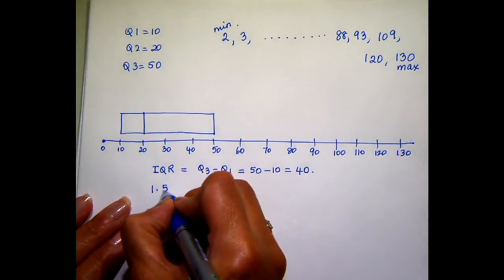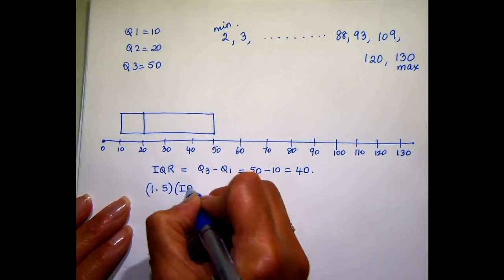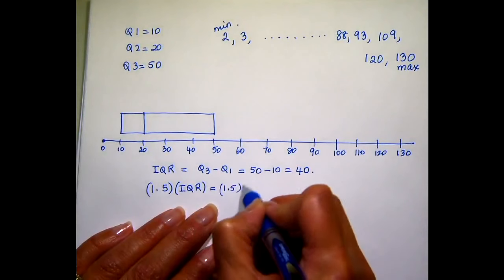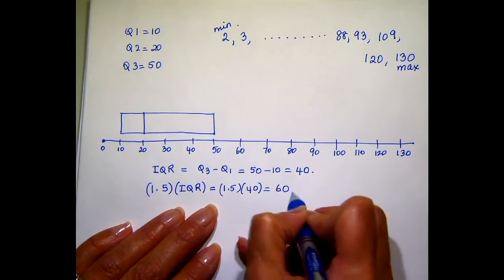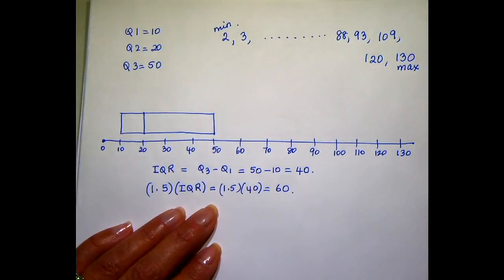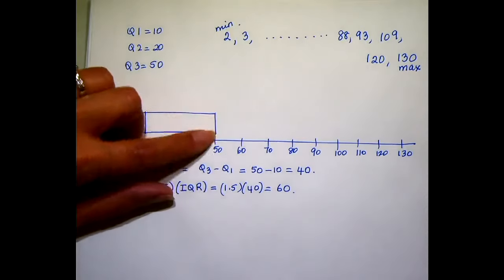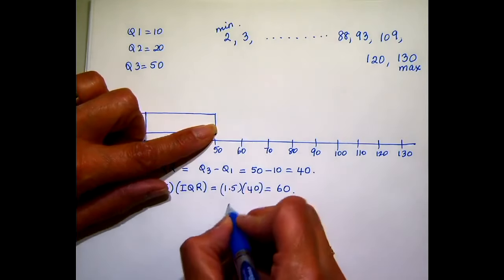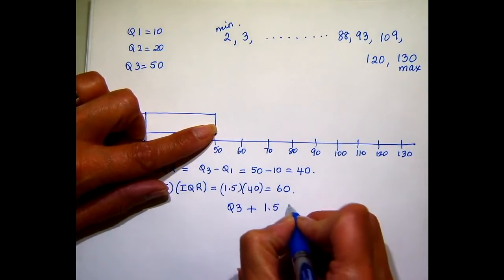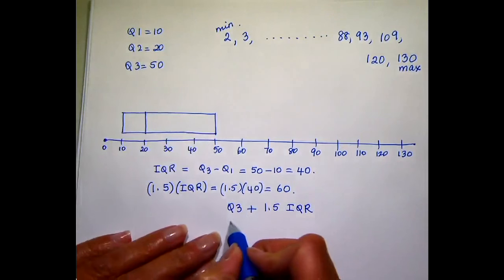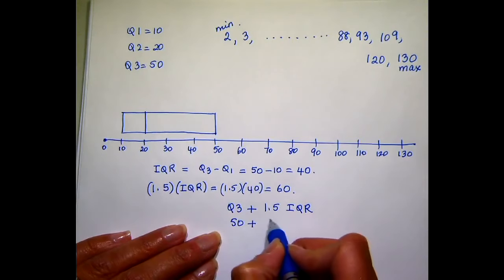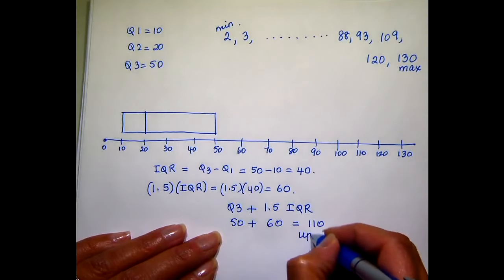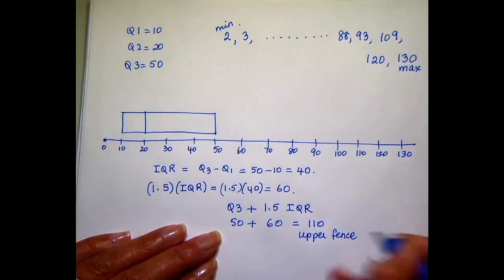Take 1.5 interquartile ranges. That's 1.5 times 40, which is 60. So a distance of 60 to the right of 50, which is my Q3, would show me where the upper fence is. So Q3 plus 1.5 IQR gives me 50 plus 60, which is 110. So at 110 is my upper fence, right here.